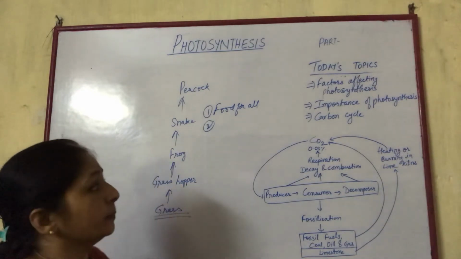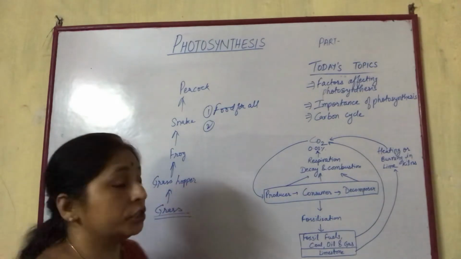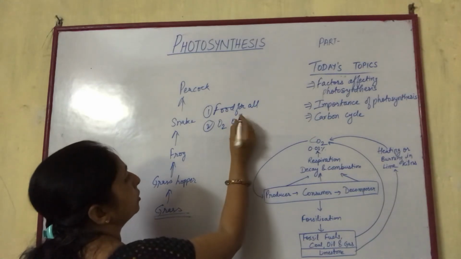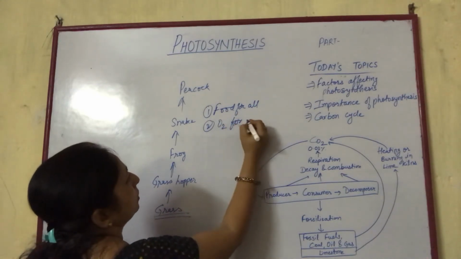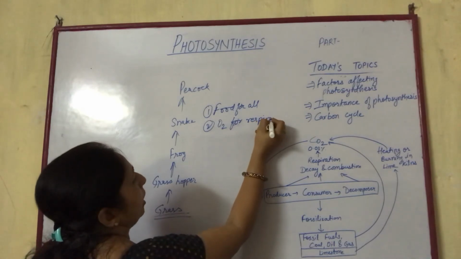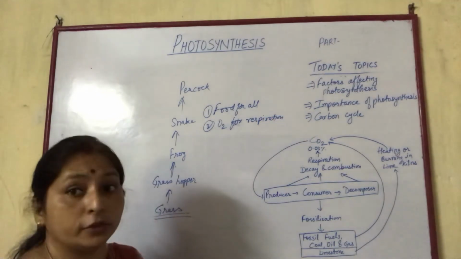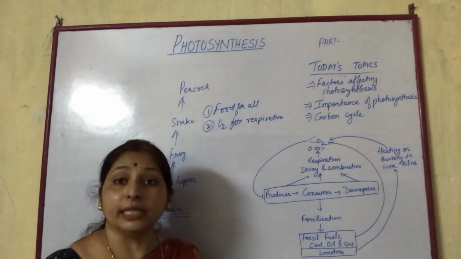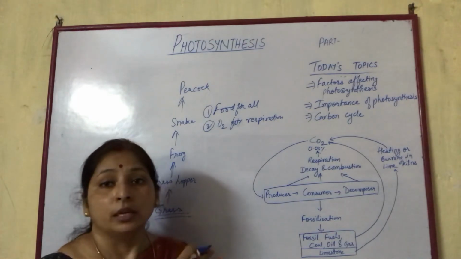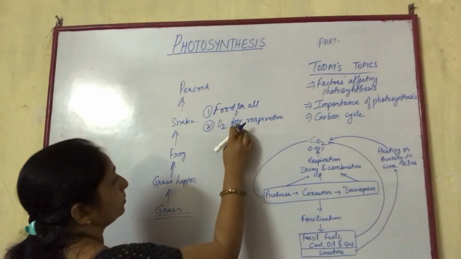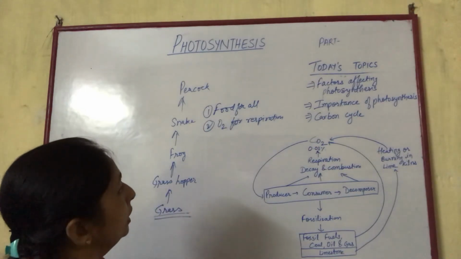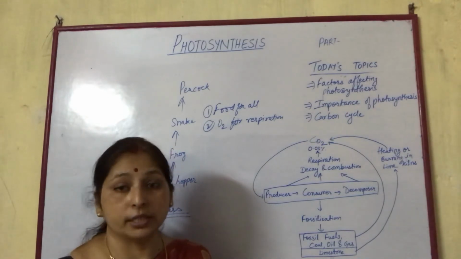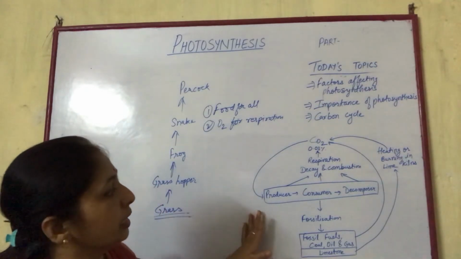Then the second importance is oxygen. Oxygen is required for respiration. All living forms require oxygen for the respiration process. Even plants require oxygen for respiration. So all this oxygen comes from the process of photosynthesis. This food for all, then oxygen, all these things are the importance of photosynthesis. Next is the carbon cycle.